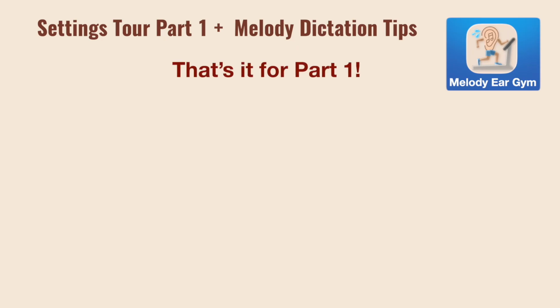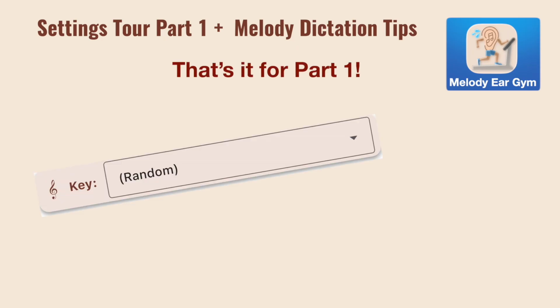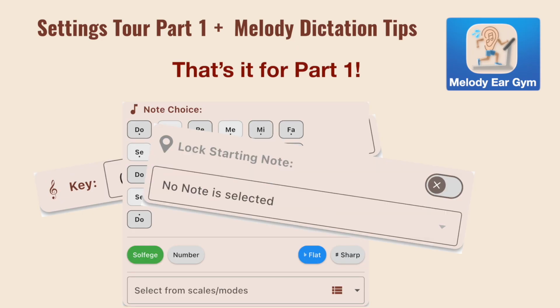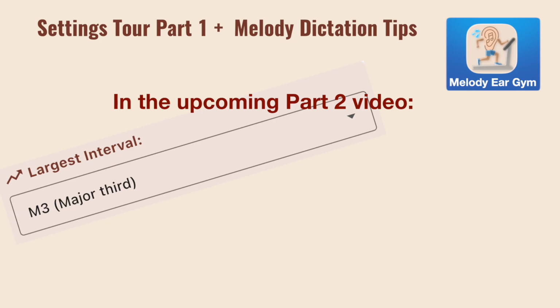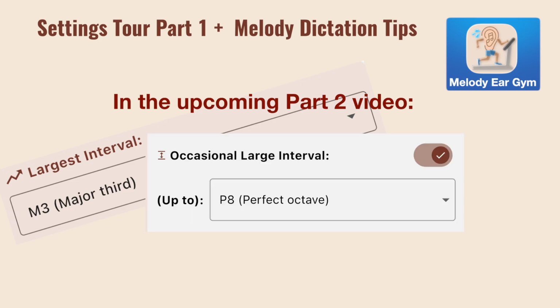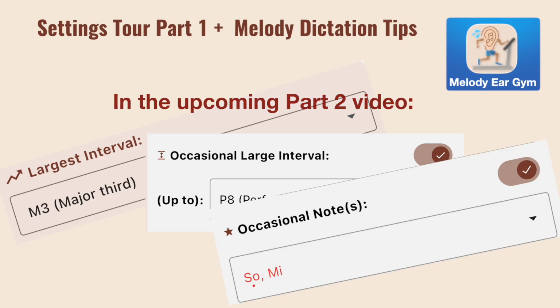That's it for part 1. These 3 settings, key, note choice, and lock starting note, give you a ton of control to create the perfect practice for your current level. In part 2, we'll get into the more advanced stuff: how we control interval size, how to handle occasional big jumps, and some powerful strategies to master them, and the occasional notes feature.